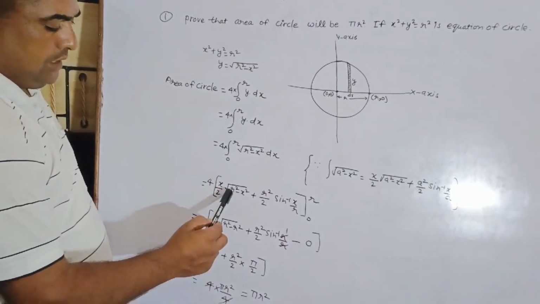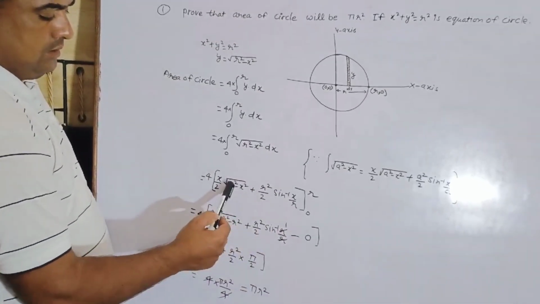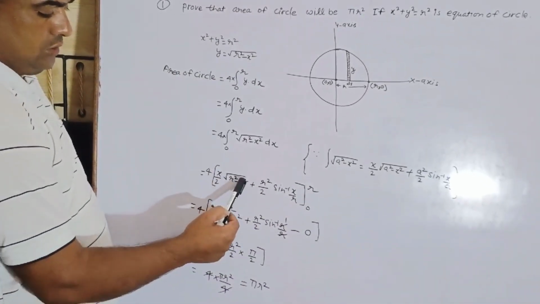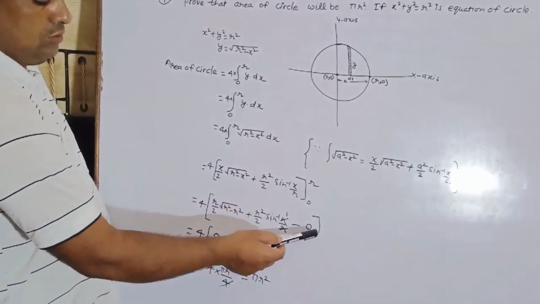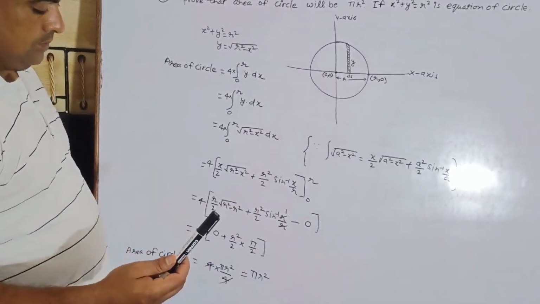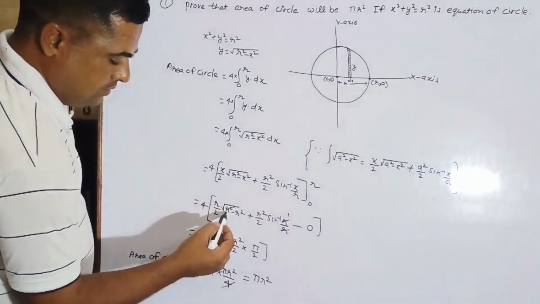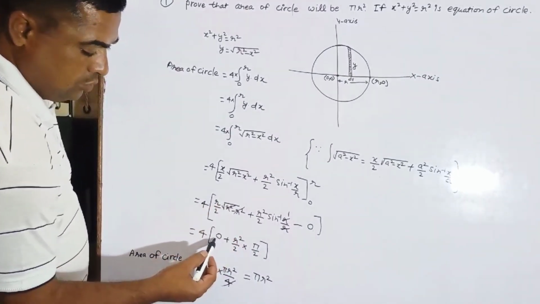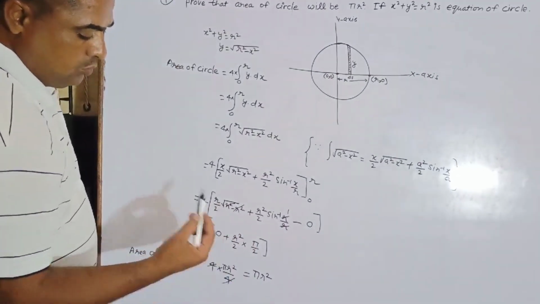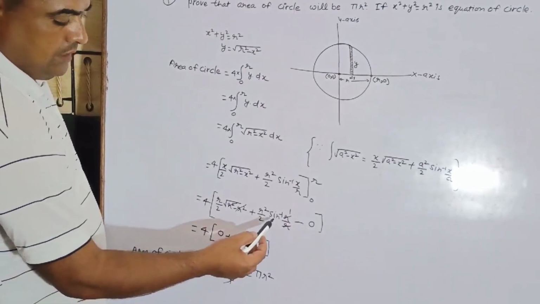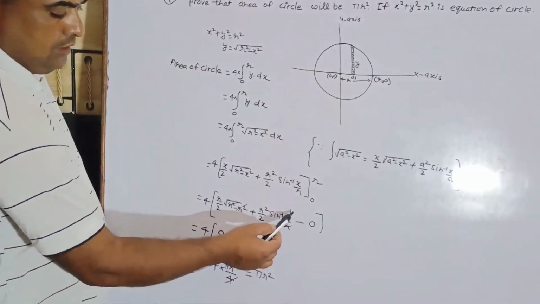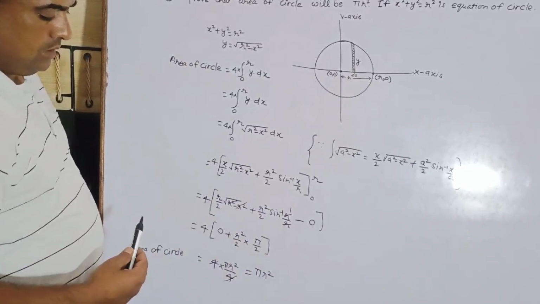When you put 0 in the place of this x, you will get x into 0, this will be 0, and this is also 0, so this whole part will be 0. Now after calculating, r square cancels out, and you will get 0 plus r square by 2 into the value of sine inverse 1. The value of sine inverse 1 will be pi by 2.